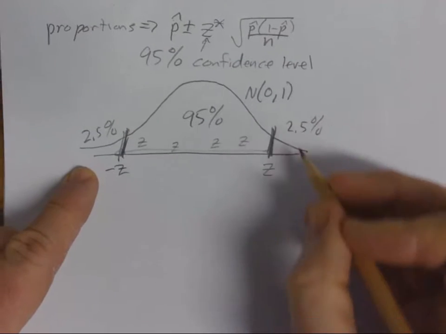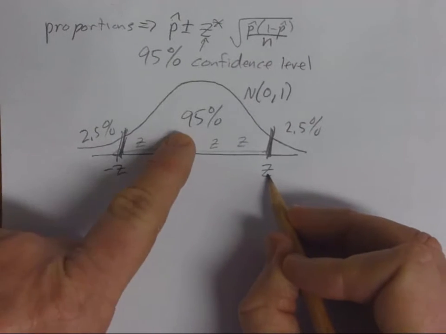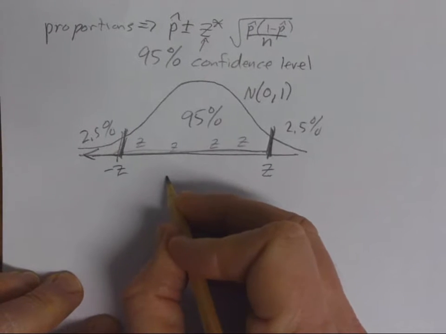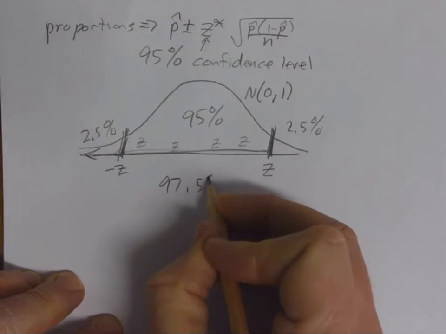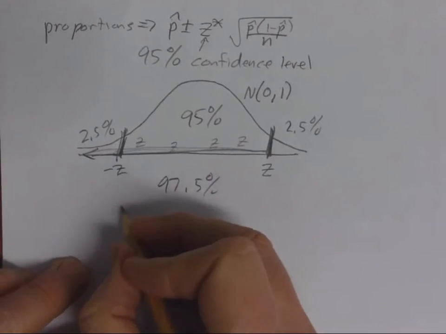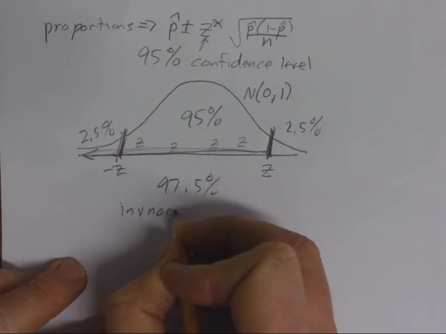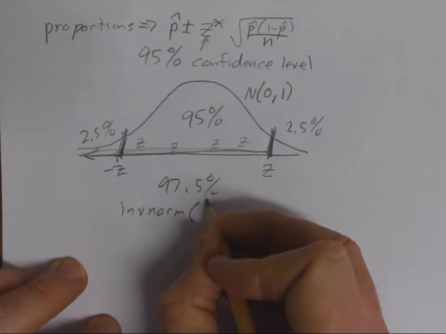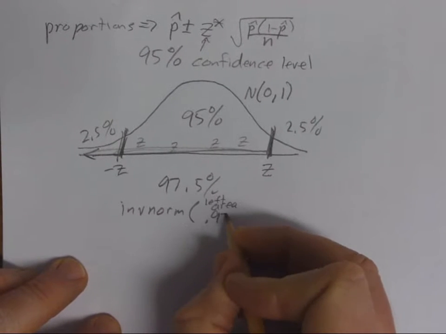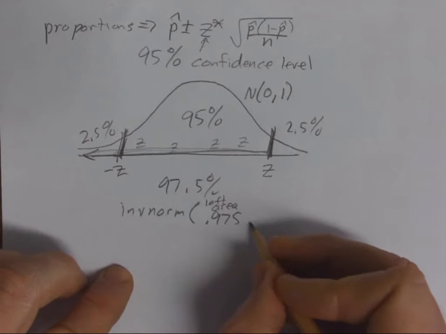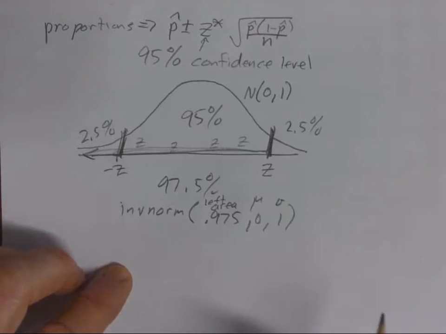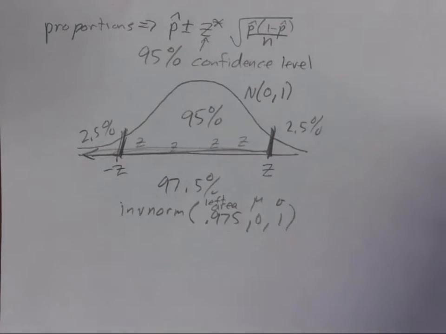So if I want to find this z-star critical value for 95%, the area that's all the way to the left of it is 97.5%, just adding up those two things. So that is, in essence, its percentile. And so I'm going to use the inverse norm function, and I'm going to work with the left area. The left area of 0.975. You have to enter it in its decimal form. Mean of 0, standard deviation of 1. The standard normal curve, the curve of standardized values, the curve of z-scores.